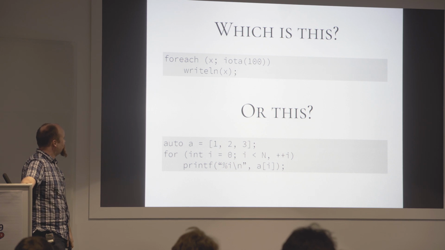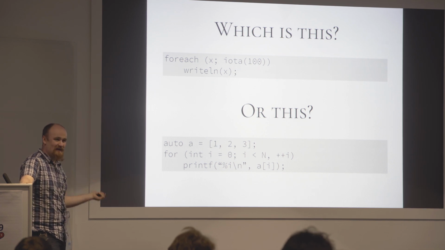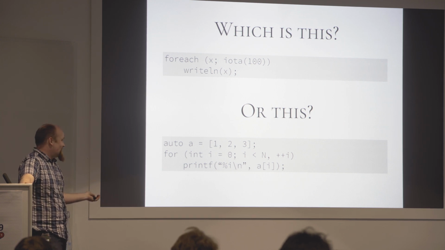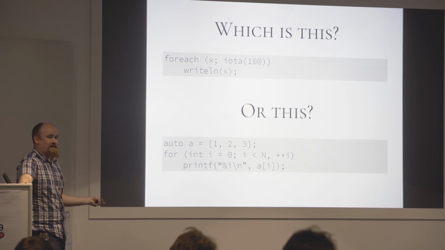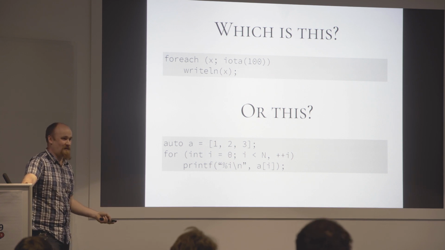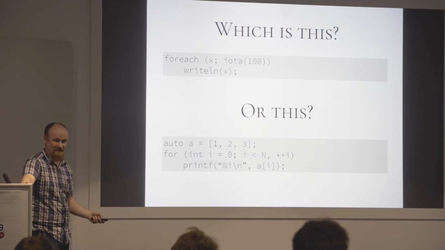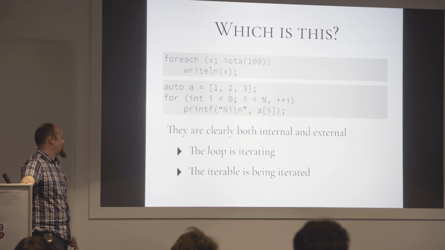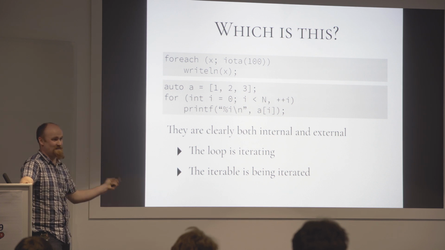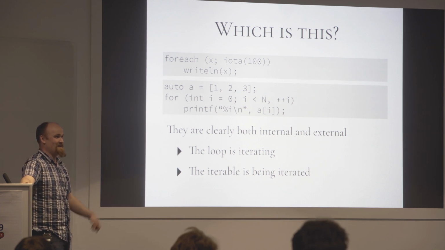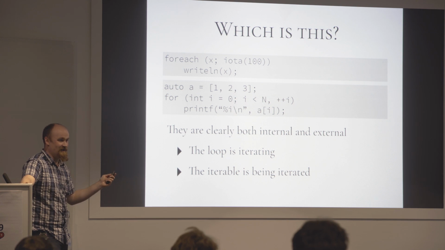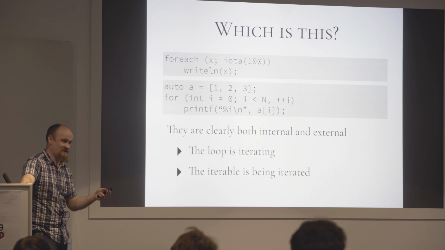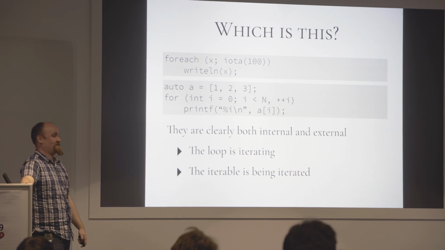So which is this, though? Is this internal or external iteration? Well, you kind of realize that the abstraction doesn't really work. It's not actually a very useful way of talking about things, I don't believe. Because they're obviously both. The loop is iterating, the iterable is being iterated, right? This code is internal and external iteration. Both of those, internal and external iterations, are merely the description of the two sides of iteration.